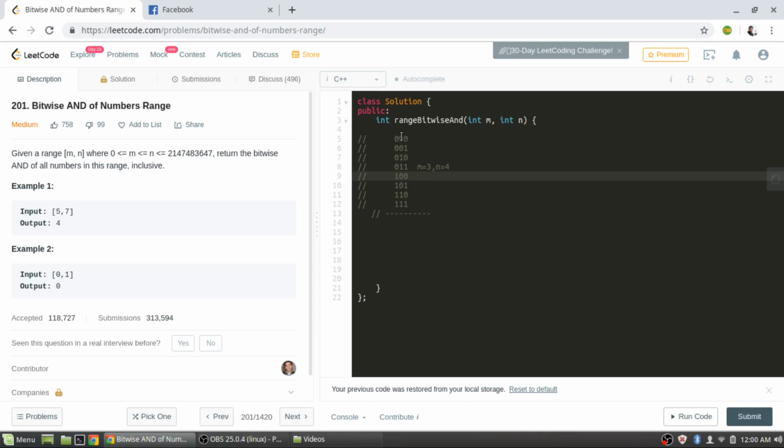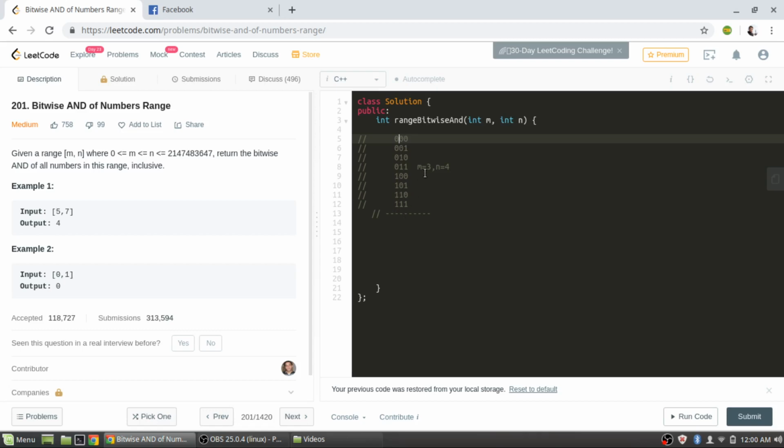So if you look at the first column, right, we have 2 0s and 2 1s, and 2 0s and 2 1s, right? So now my claim is that if the difference of m and n is greater than equal to 2 to the power 1, so column is 1, so 2 to the power 1, then we are always going to get 0 in the first column, right?